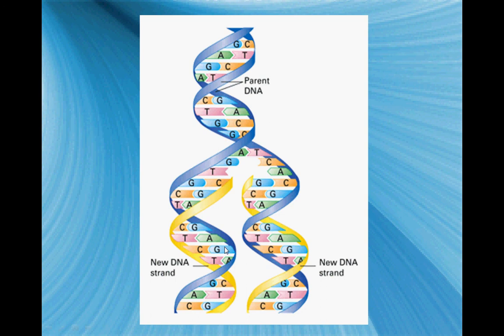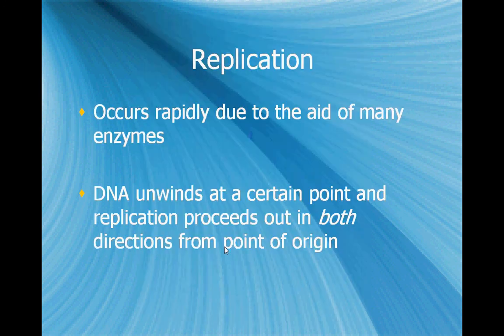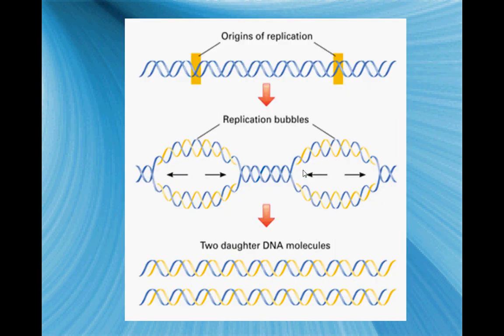And that's how your DNA replicates itself during mitosis, or during cell division. The replication occurs very quickly, usually in a matter of a few hours. Usually it unwinds at a certain point and then gets built out from the middle out, like this. But you end up with two brand new, what we call daughter DNAs.